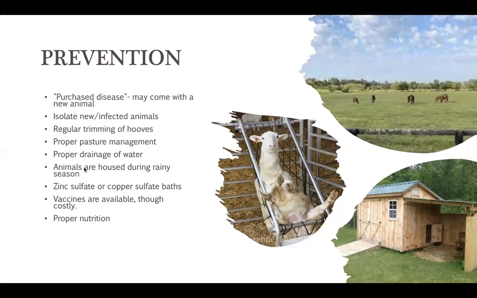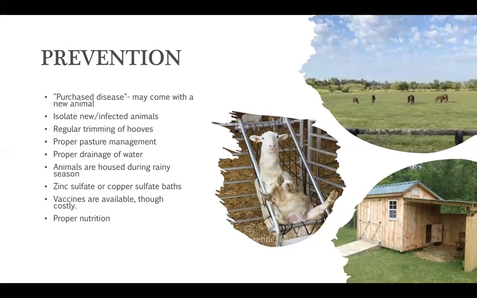And what you can also do is treat with zinc sulfate and copper sulfate baths. Zinc sulfate and copper sulfate baths are drying agents, and it just makes the environment of the hoof a little less habitable for that bacteria. And vaccines are available that they recommend to give before the rainy season to prevent foot rot, but they are costly. So a lot of owners of ruminant animals, if the prevention is enough and the animal does get foot rot, will just treat as the foot rot is presented.